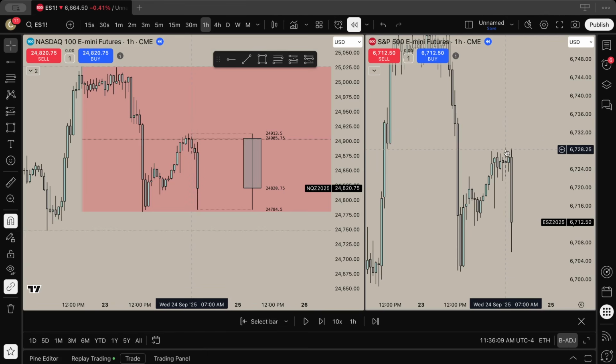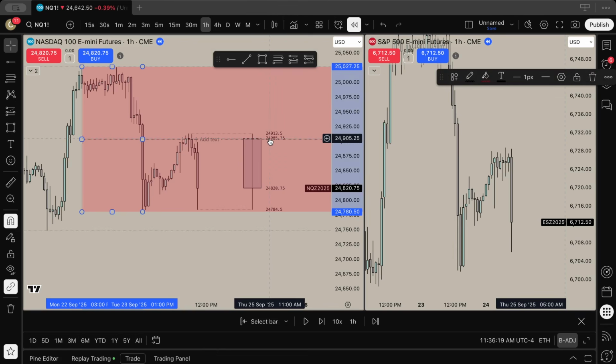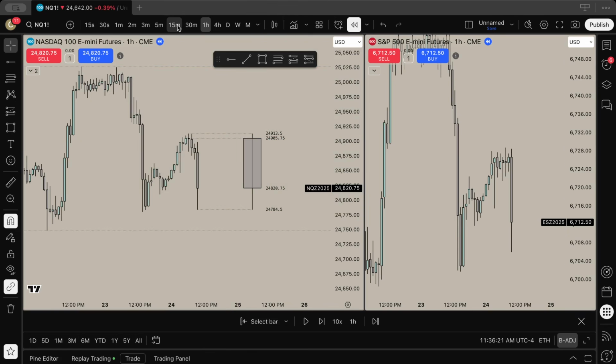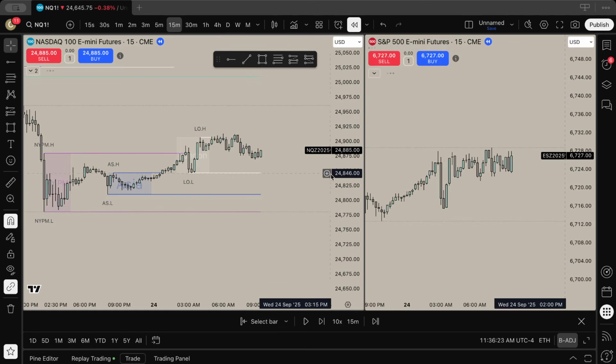As you can see, this leg is the highest high on the NASDAQ. This leg is the highest high on ES. And I'll show you the lower time frame SMT there in a second. And then on the 15-minute time frame, well, what do we have?